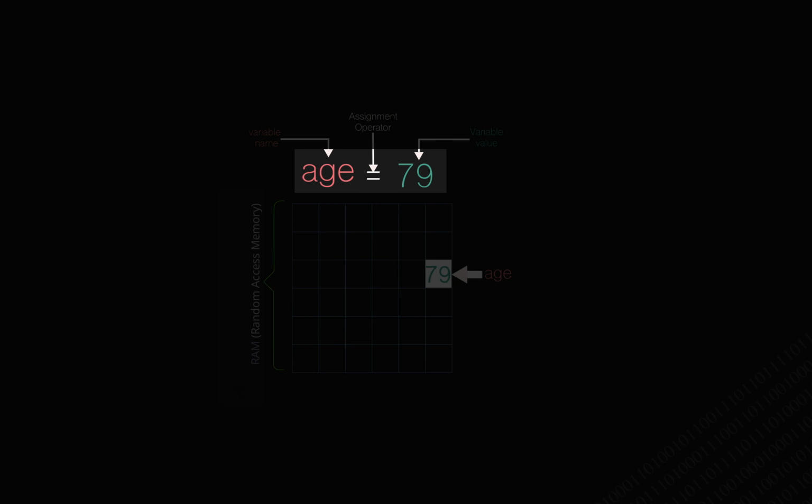To create a variable, you give it a name. This is how we name a memory location, and assign it a value. This is how we store a value in that named memory location. In short, a variable has three parts: the variable name, the assignment operator, and the variable value. This whole thing is called a variable.